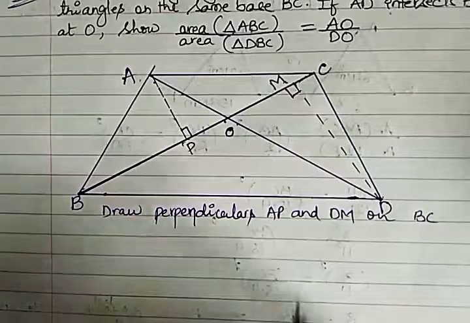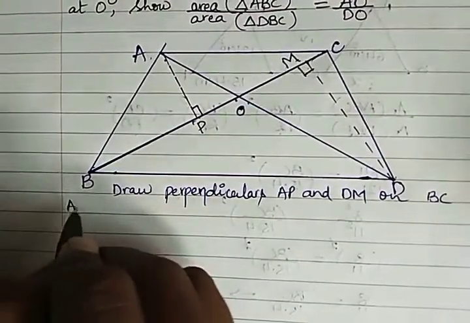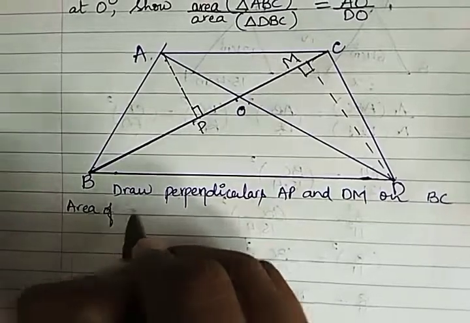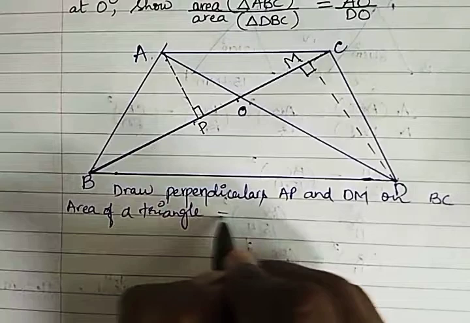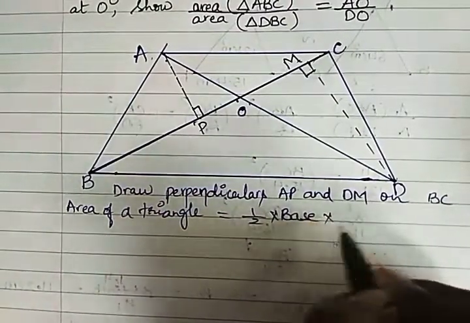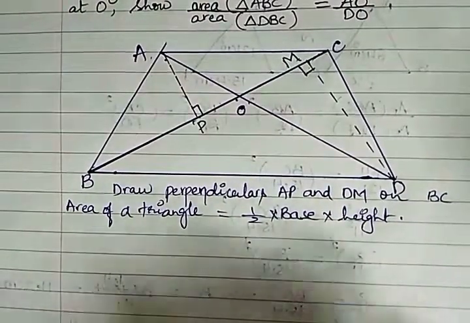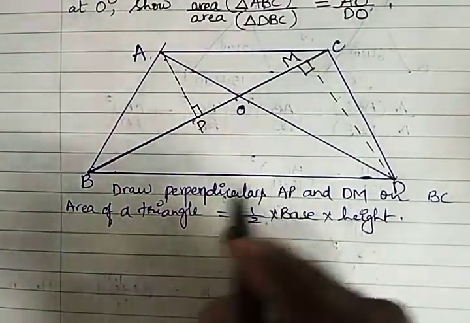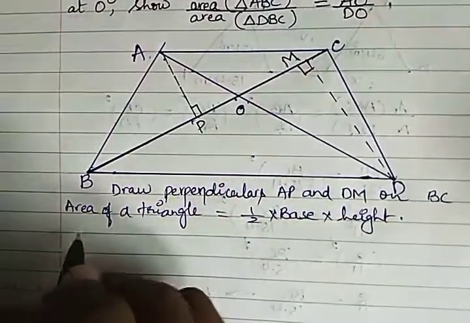before that, area of a triangle, what is the formula? Area of a triangle is half into base into height. This is the general formula. So according to this, let us write this formula for both the triangles. जो हमें find करने उन दोनों triangles के हम formula लिखेंगे.